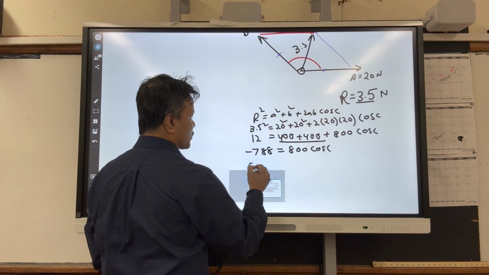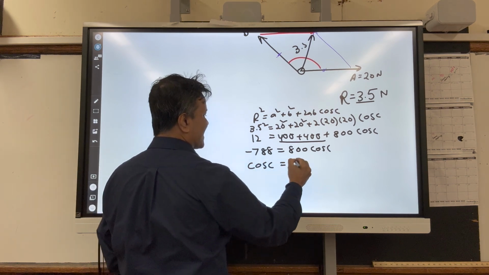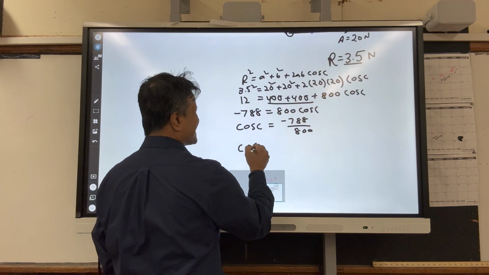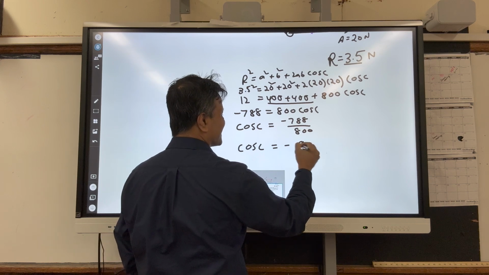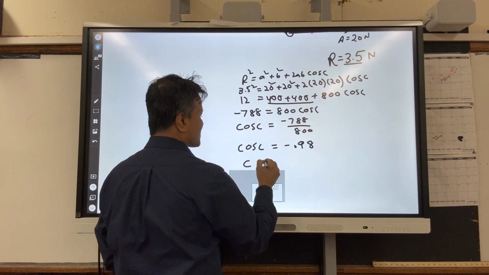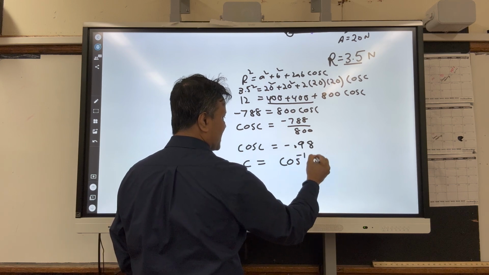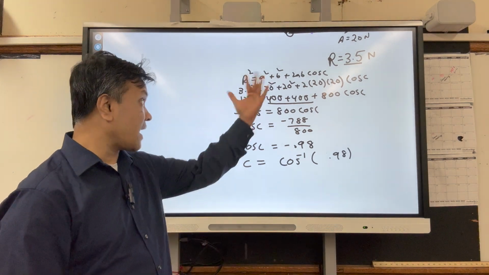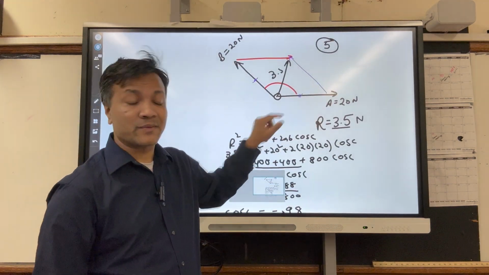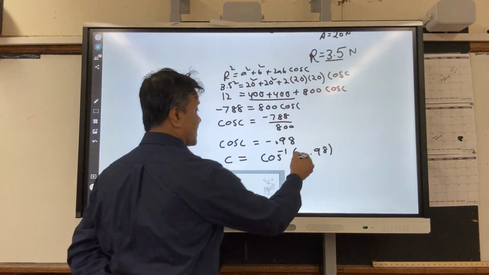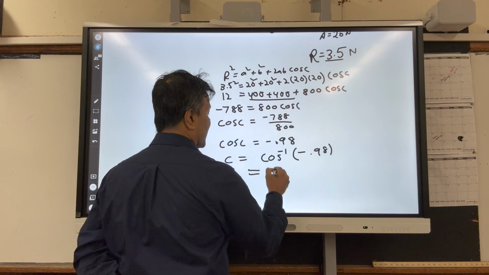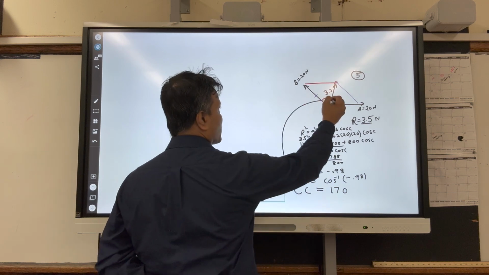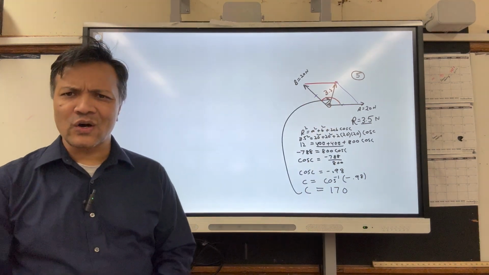Now I want to write cosine c is equal to negative 788 over 800, right? And that's going to give you cosine c is equal to negative 0.98. Okay, so c is equal to cosine inverse of negative 0.98. Don't write 0.98. If you do write 0.98, you're not going to find the angle between these two vectors. You have to write negative 0.98, and that's going to give you the angle between the two vectors. And what is the angle between these two vectors? 170.